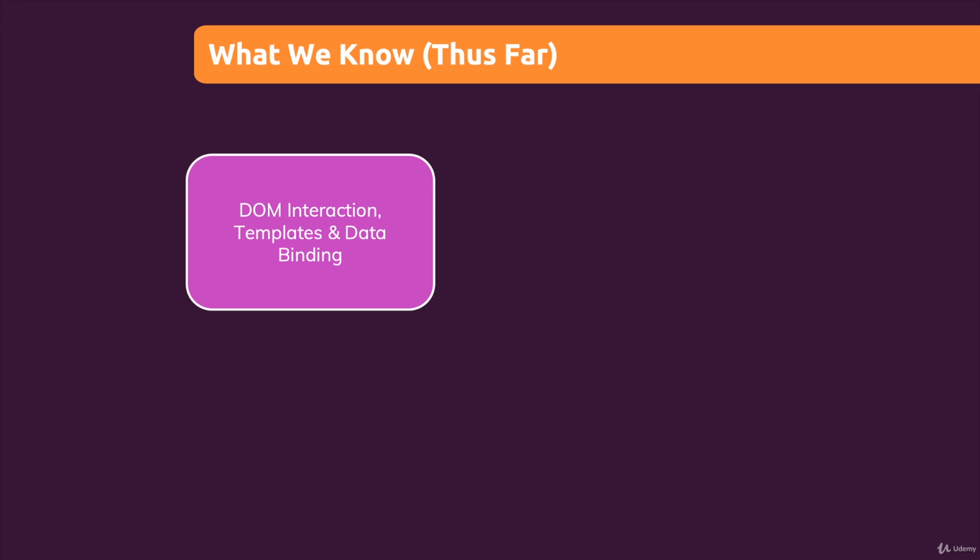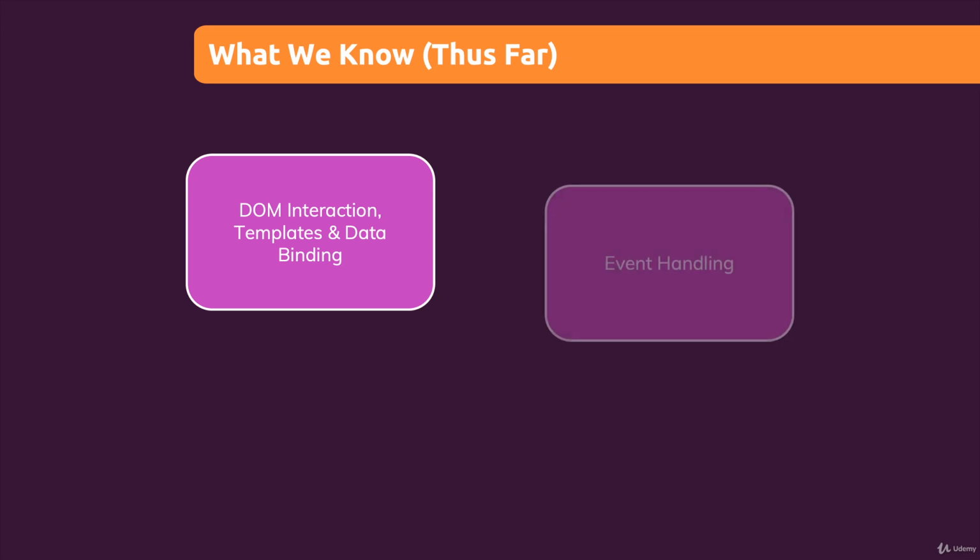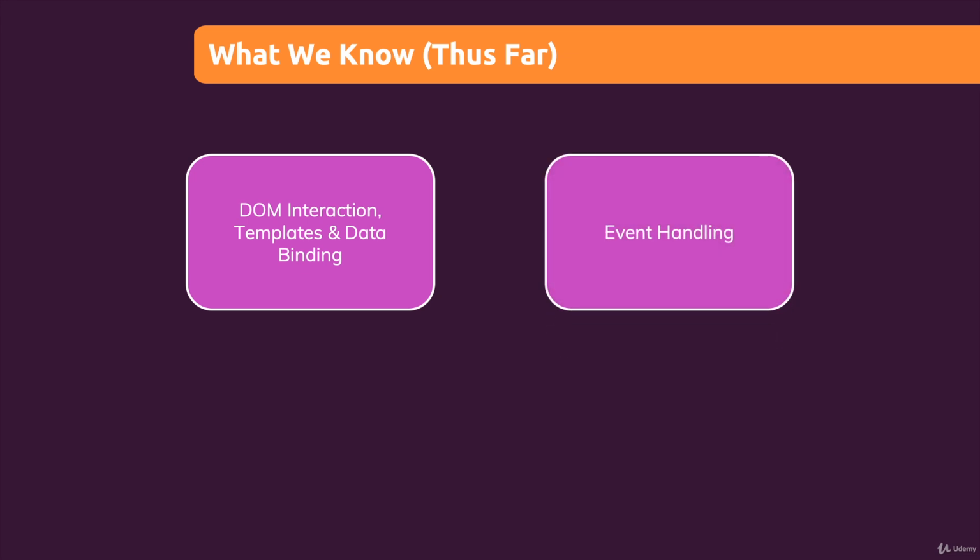We learned about data binding with v-bind and string interpolation and also v-html. And we learned about event handling with v-on, but also with v-model. To be precise, v-model is two-way binding and therefore the combination of data binding and event handling, so to say.